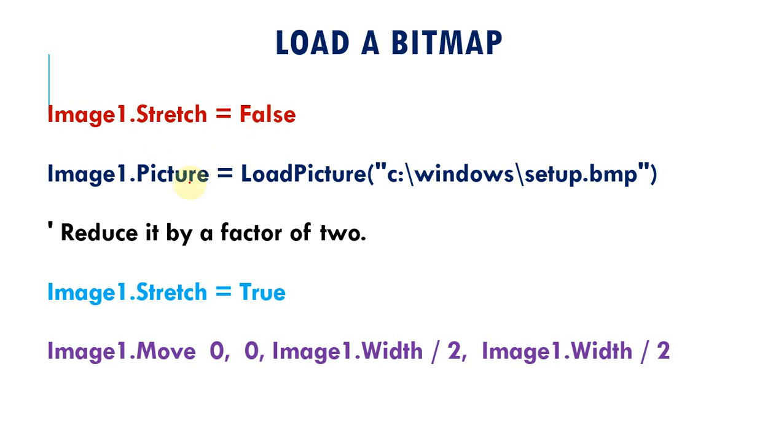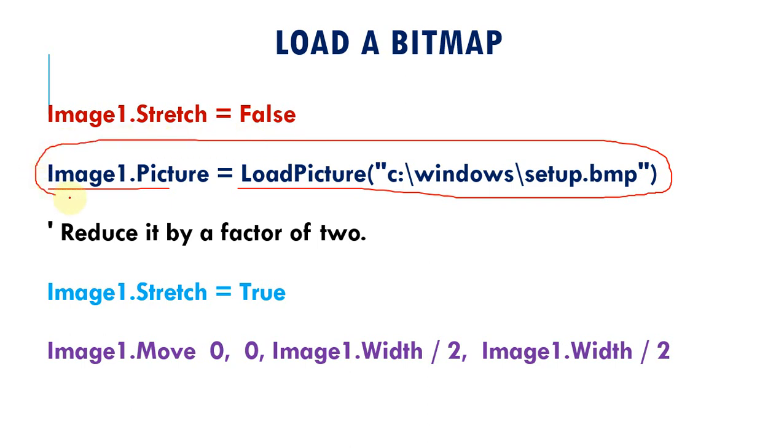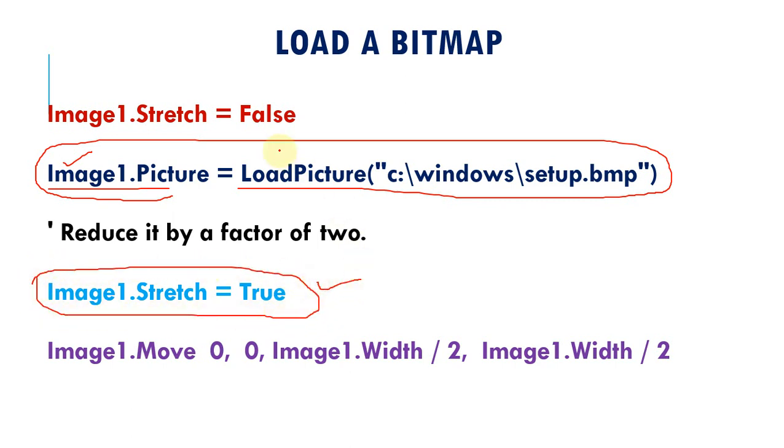Similarly, you can load a bitmap image like Image1.Picture equal to LoadPicture, as I already told. For the picture box you are going to do the same thing. Instead of Image1, you use Picture1. Then reduce it by a factor of 2. That means you have already done Image1.Stretch equal to True. By setting this before loading, automatically this particular image will be set to the said size.